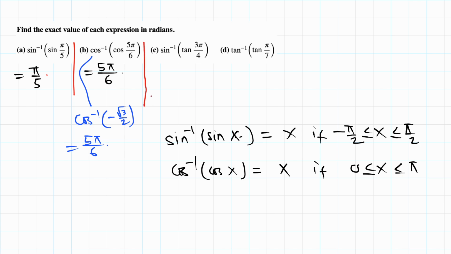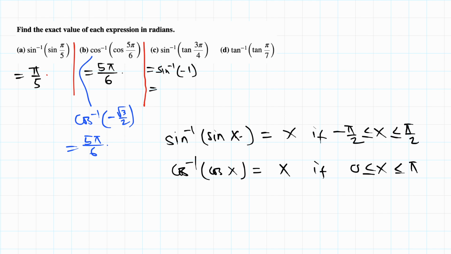Part C, sine inverse tangent. Okay, these are now different. We can't cancel. So let's find the value inside first. So here, this is sine inverse tangent 3 pi over 4. Using the unit circle, we can find the value of tangent 3 pi over 4, which is negative 1. Or punch in your calculator, it's sine inverse of negative 1.